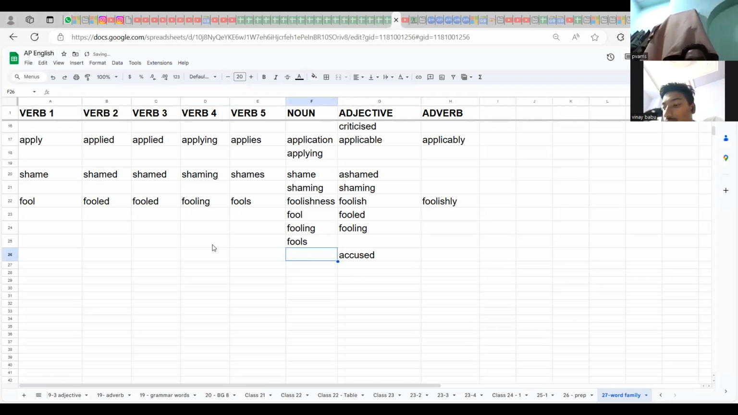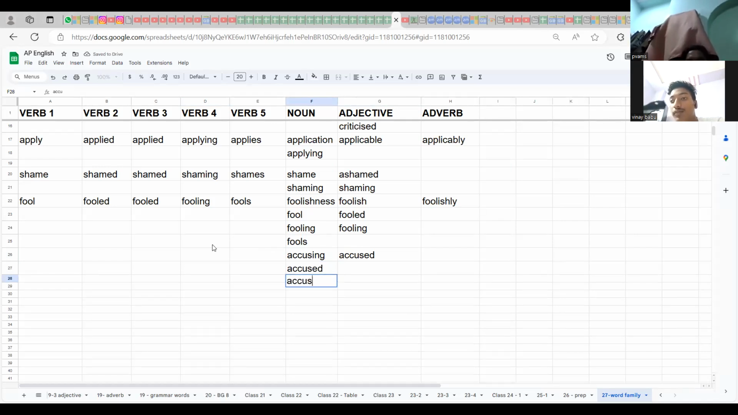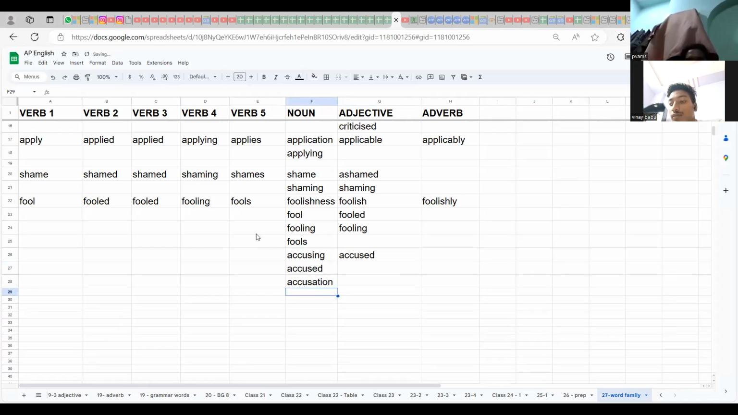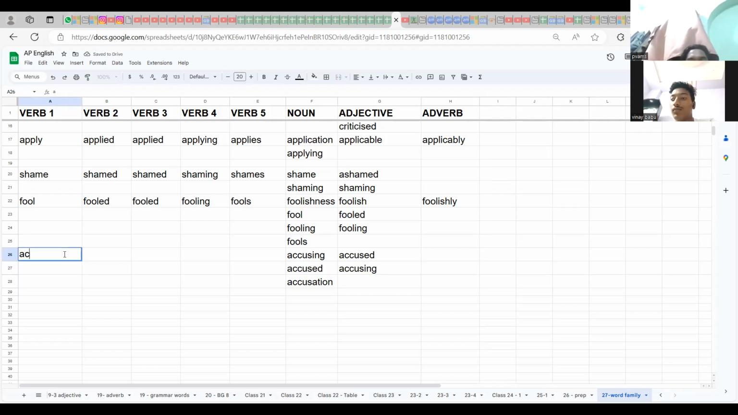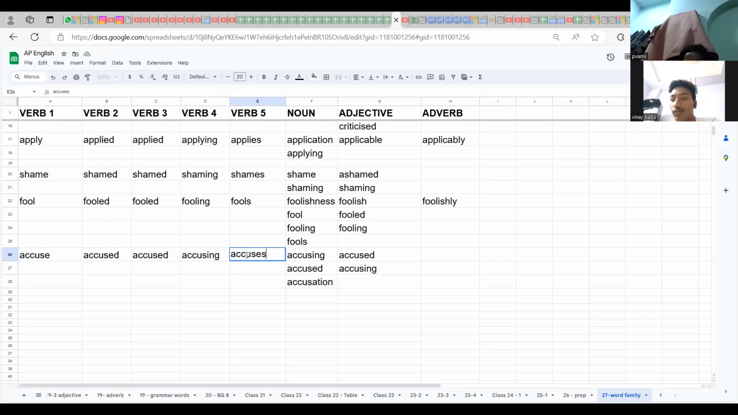Now, accuse. Here, you can have, look at that, accusing. Now, accused. Now, accusation. Such an accused, the court and all, they will talk about accused. Accusing. Now, what is going to be here? Accuse. Very nice. What is going to be here? Accused. Very good. Again, accused. Now, accusing. Very good. Accuses. Note it down. We'll go ahead and we'll do a few more good ones.